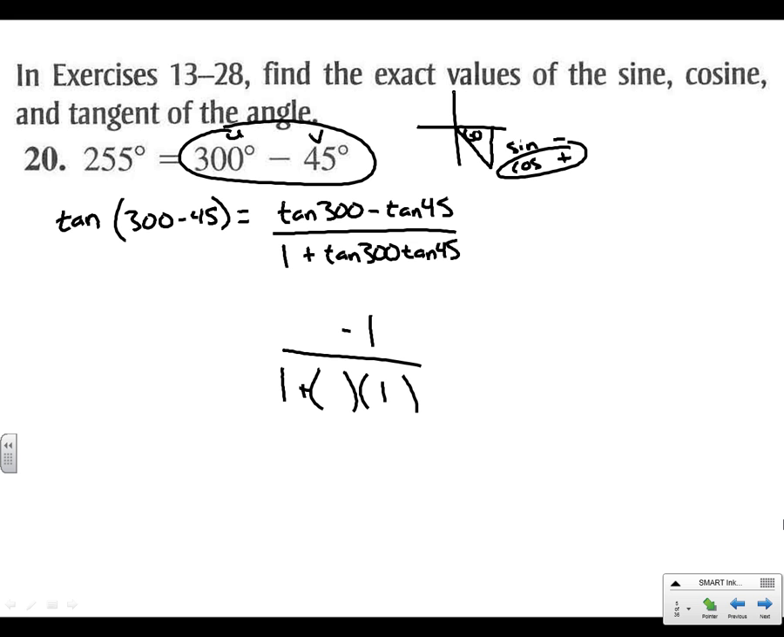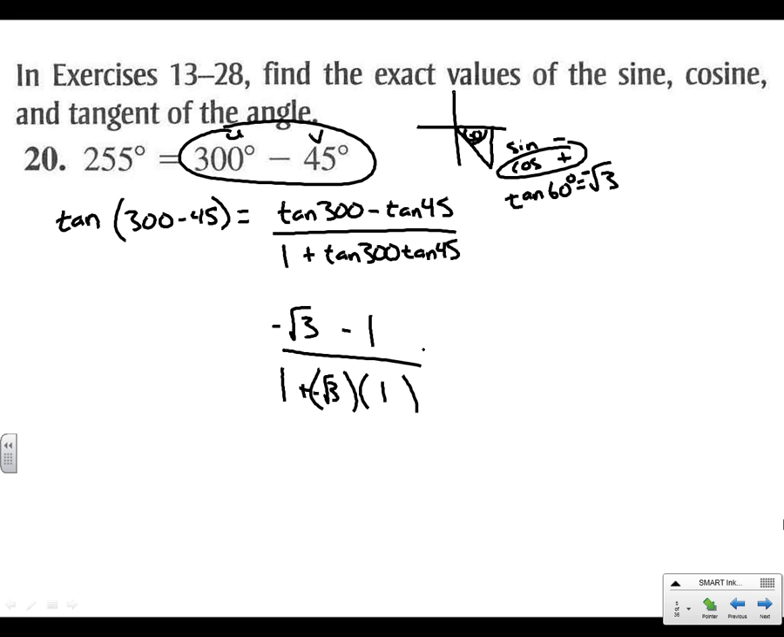That one we can fill in, but what about the tangent of 300? We've already decided 60 is our reference angle, so if we go to our chart, we see that the tangent of 60 is equal to root 3. And since we're in quadrant 4, where sine is negative and cosine is positive, if we divide those two things, we'll get a negative root 3. So that's what we need to plug in here. Negative root 3 minus 1, and then negative root 3 down here.